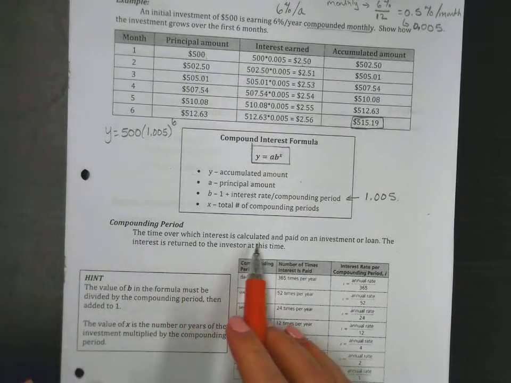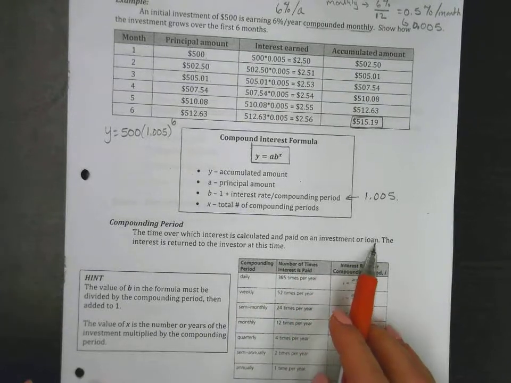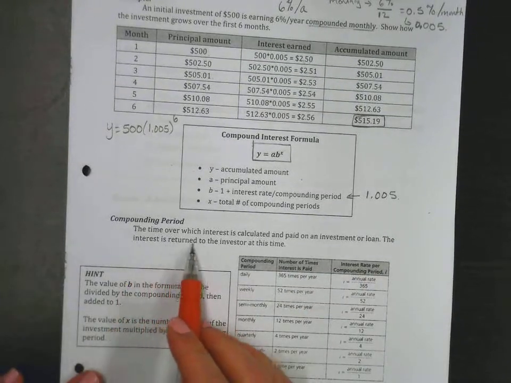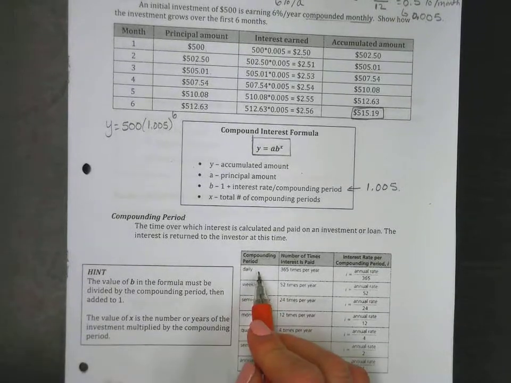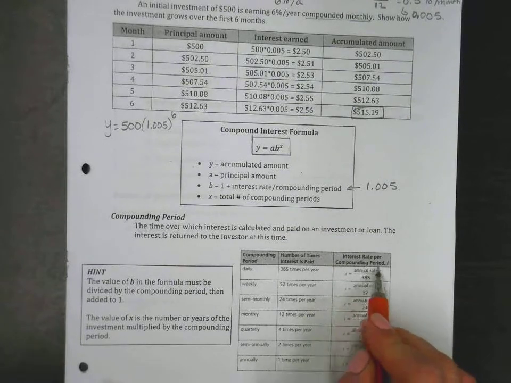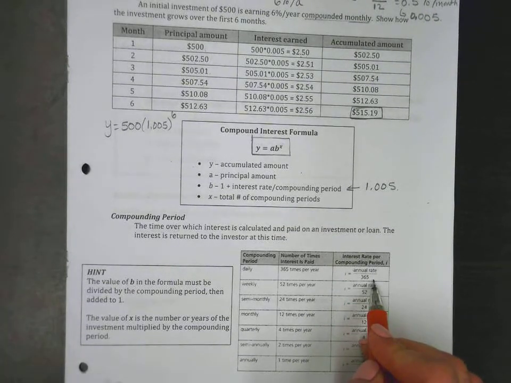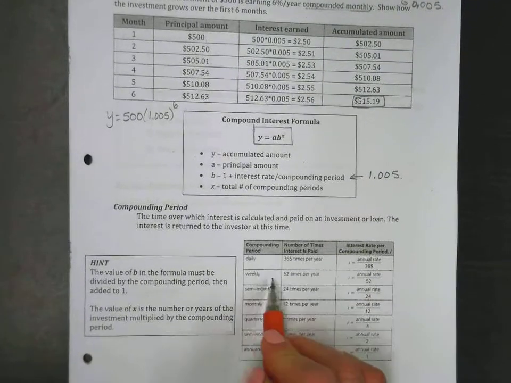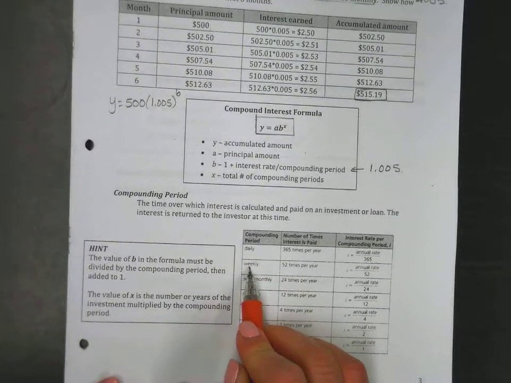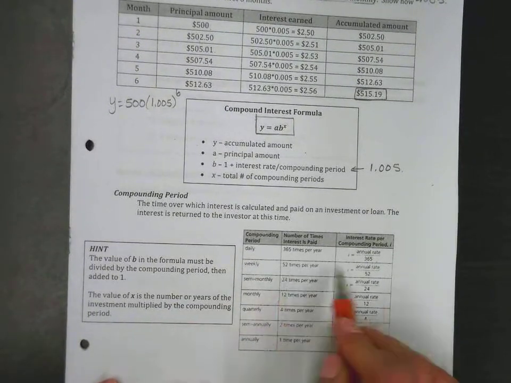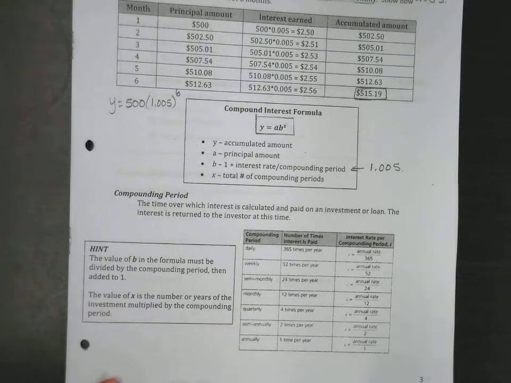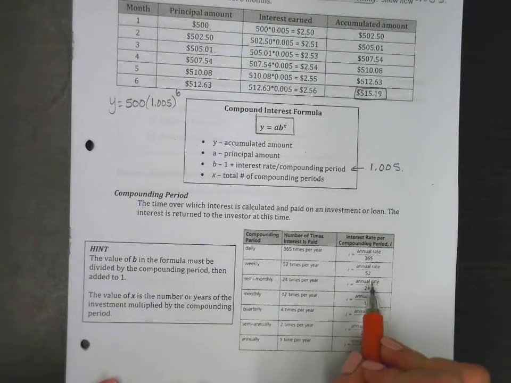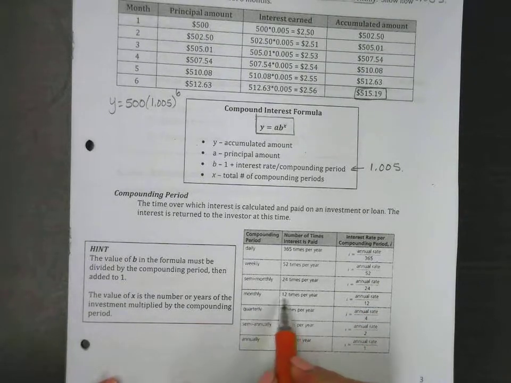So for example, if your compounding period was daily, then you'd want to take your annual interest rate and divide it by the number of days in a year, 365. If your interest was being compounded weekly, then we want to divide it by 52. Semi-monthly, which is twice a month, would be annual divided by 24. Monthly is probably the most common, 12 times a year. Quarterly, right, that would be every 3 months, which is 4 times a year.